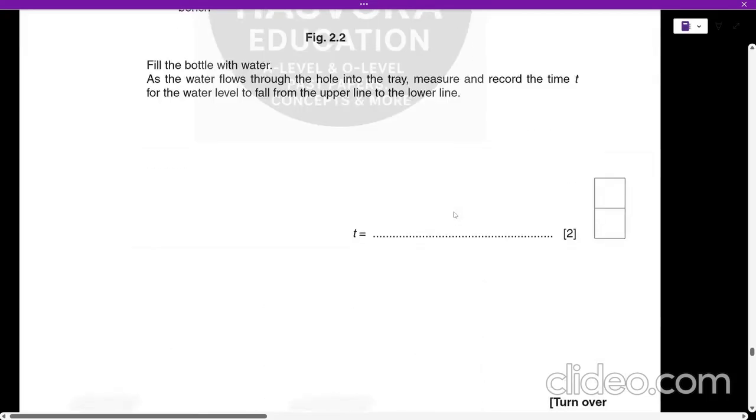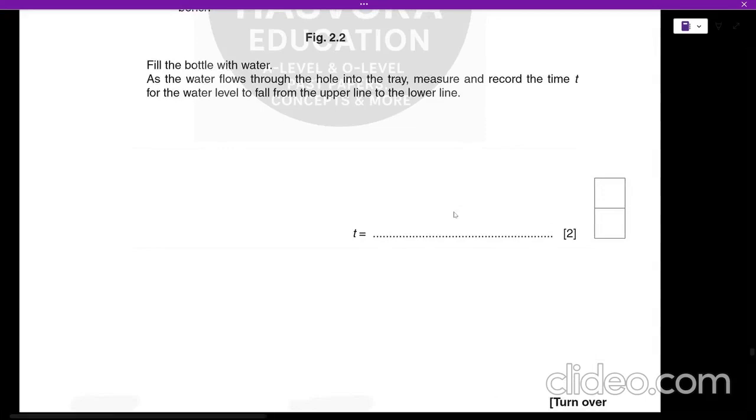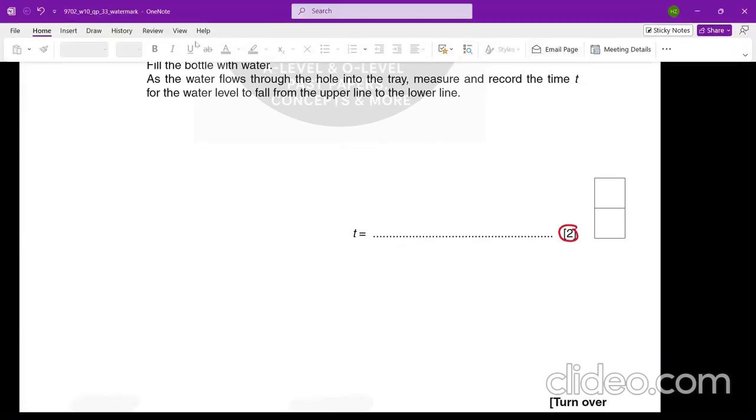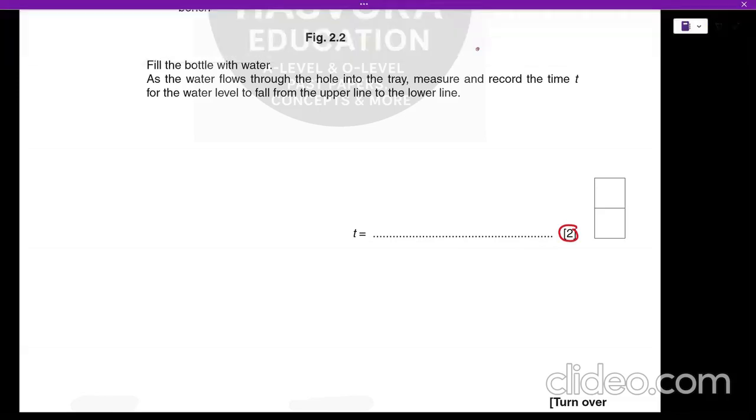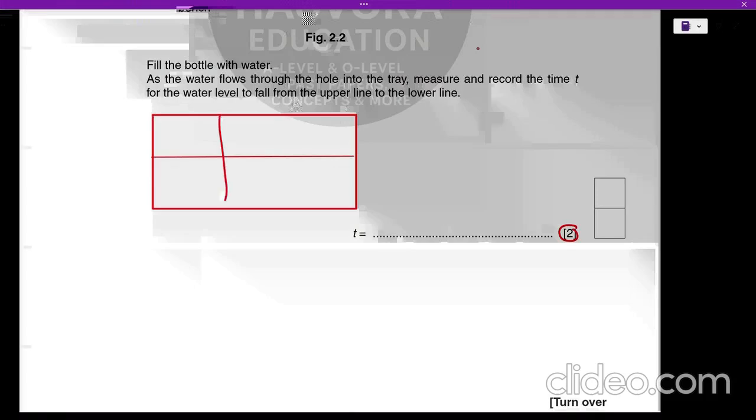You have just seen that the examiner is also providing two marks here. So what does it mean? We are going to draw a table, and we are going to take the average. Just let me draw a table. So this is going to be time 1 and time 2.